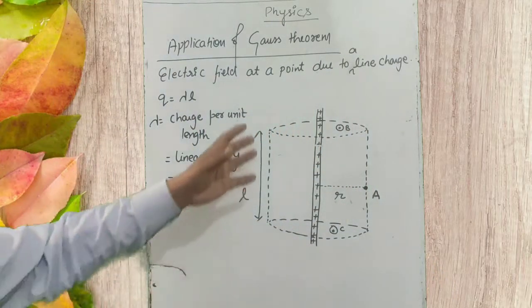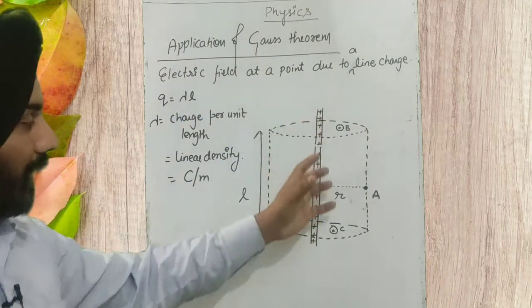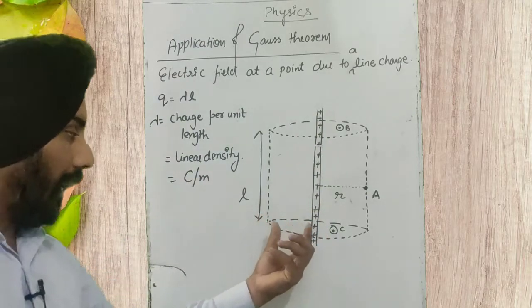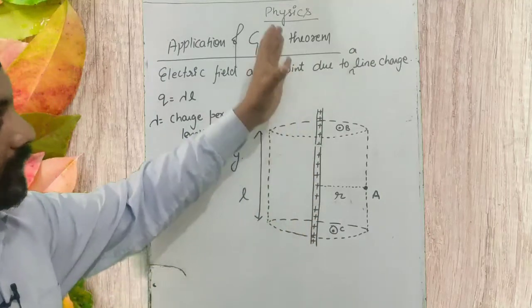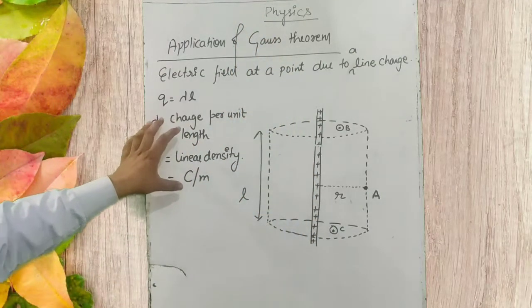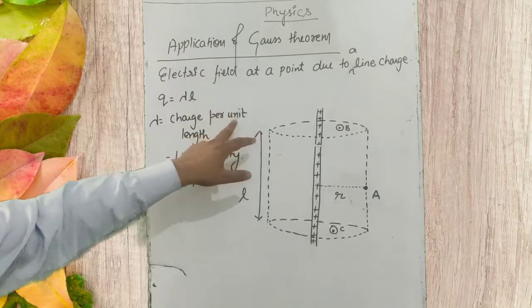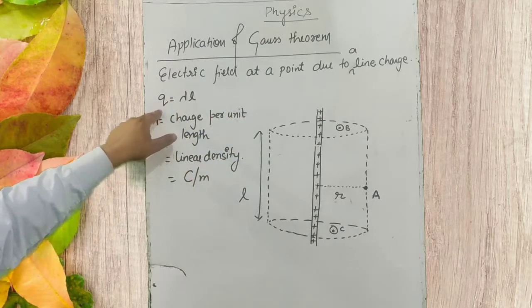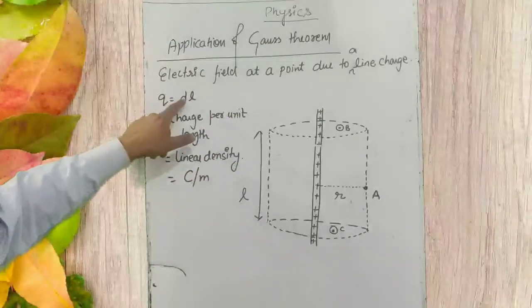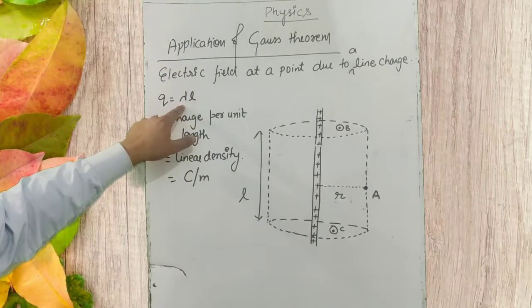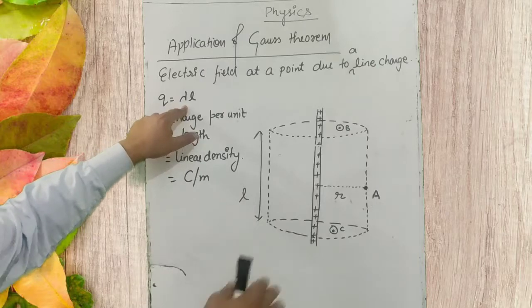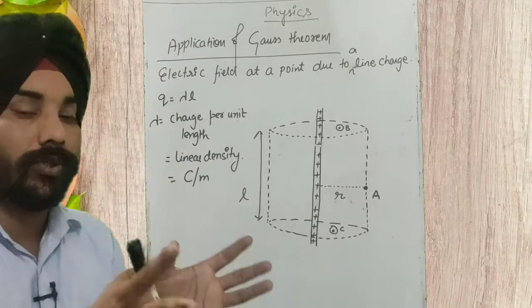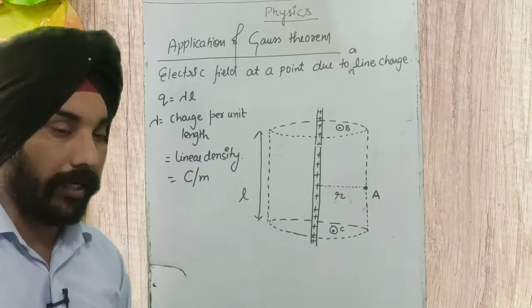So here it will have a line charge distribution, and we have given a charge to a wire. It was distributed across the length of that wire. So we have taken lambda, that is charge per unit length. So Q, the total charge on that body, will be lambda into L, charge per unit length into length of that body. That will be the total charge given to that body.